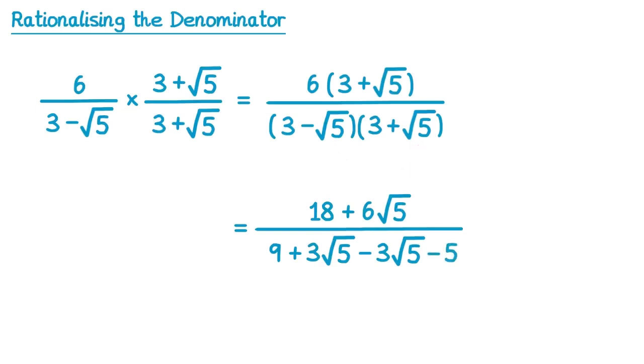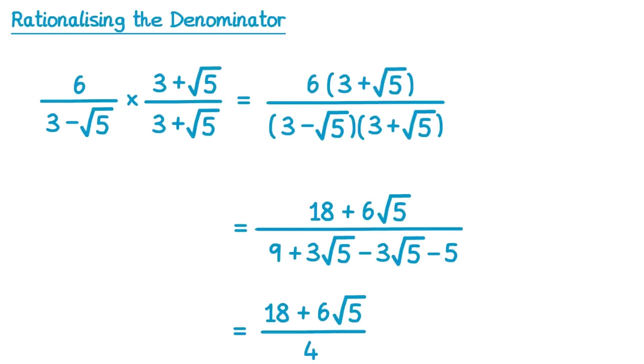Now on the top there's no simplifying we can do, so let's just write that the same, but on the bottom we can. We have 9 take away 5, which gives you 4, and then we also have these surds, 3 root 5 subtract 3 root 5, which gives you 0. So you can see the surds cancel out, and the denominator is just 4. And 4 is a rational number, so we've now rationalized the denominator. The reason this happened was because of our careful choice of what we multiplied by.